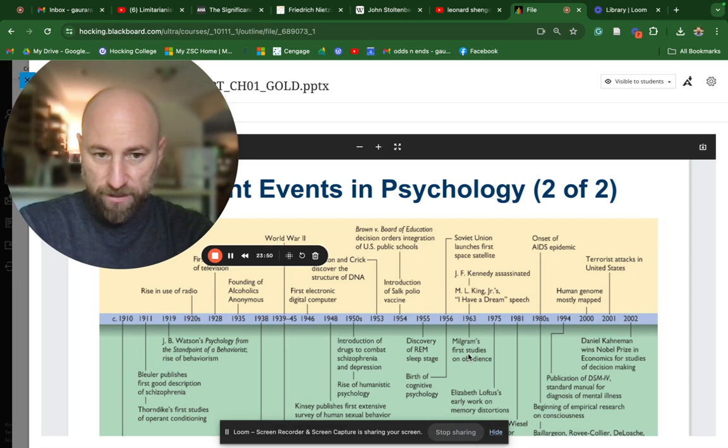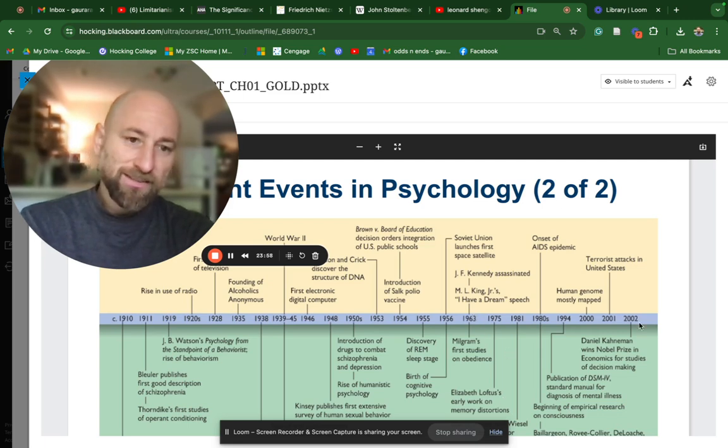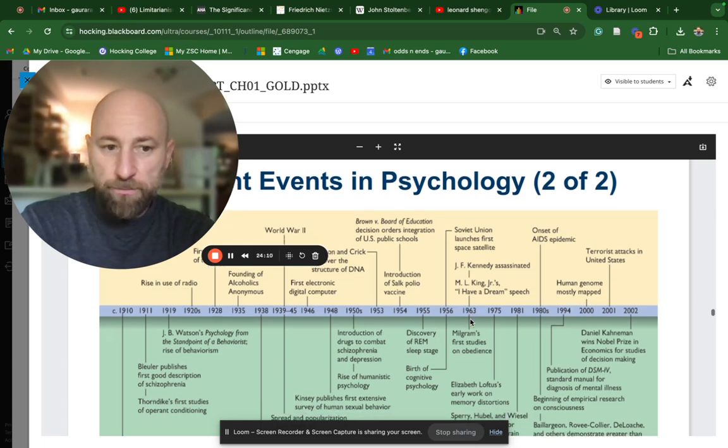1963, Milgram's first studies on obedience. 1975, Elizabeth Loftus' early studies on memory distortion. So by the time we're in the 60s and 70s, that's about 60 years, 60s to now. 60, 70 years is kind of the modern form of psychology, the modern discipline of psychology.